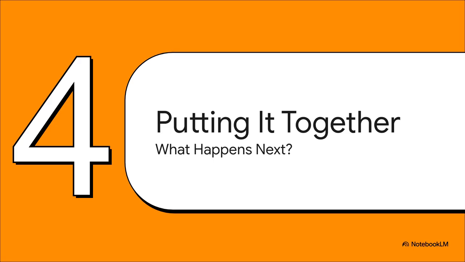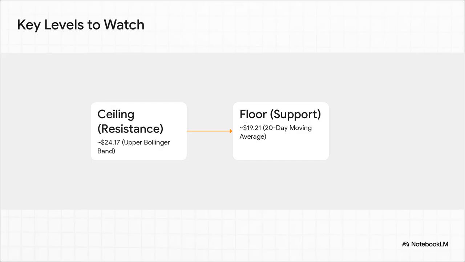All right, we've gathered all our evidence. We've looked at volume, trends, momentum, and volatility. So let's put all these clues together and see what kind of story they tell us about what could happen next. So, after all that digging, it really boils down to two critical price levels that every analyst is going to be watching. First, you've got that ceiling of resistance up around $24.17. That's the upper Bollinger Band. Then you've got a floor of support down around $19.21, which interestingly lines up perfectly with that 20-day moving average.